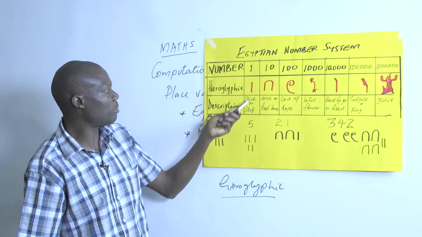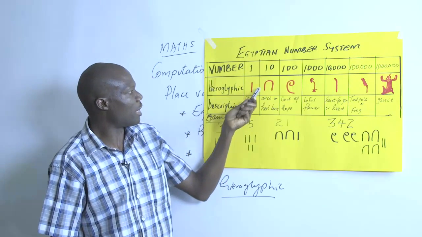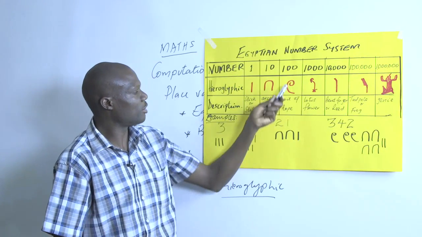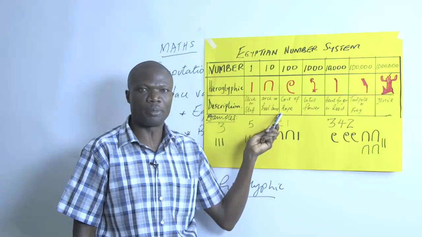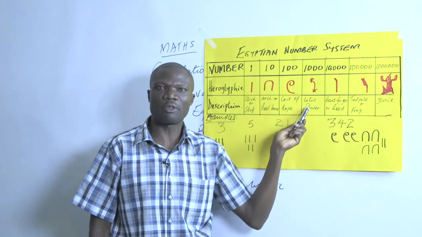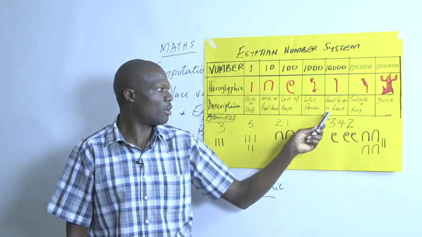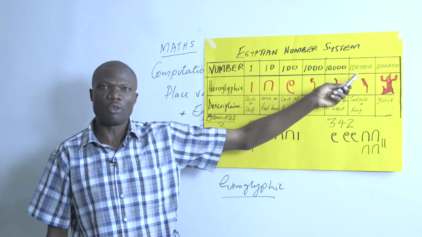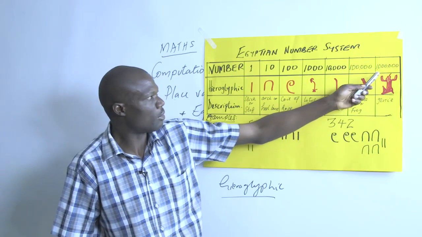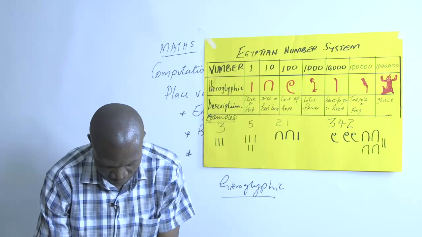For one, it was represented by a stick or a staff. 10 was represented by an arc or a heel bone. This is an arc here. For 100, it was represented with a coil of rope, showing us that this one is 100. For 1,000, it was a lotus flower, which looks like this, just like a flower. For 10,000, it was a bent finger or reed. It is illustrated like this. For 100,000, we had a tadpole or a frog, which is a symbol like that. At 1 million, we had a genie. So these are groups of numbers falling between 10 and 1 million, and they were used to represent numbers.